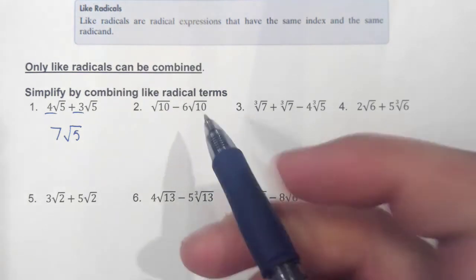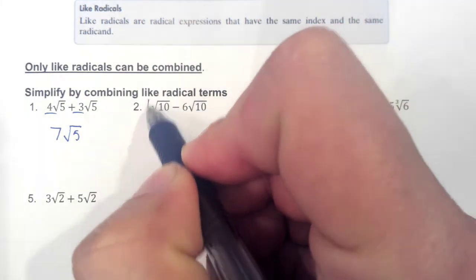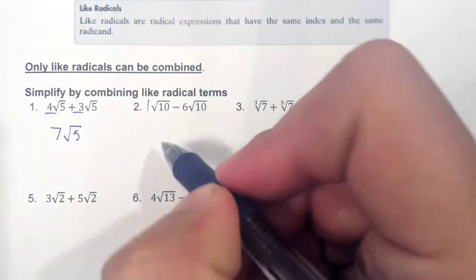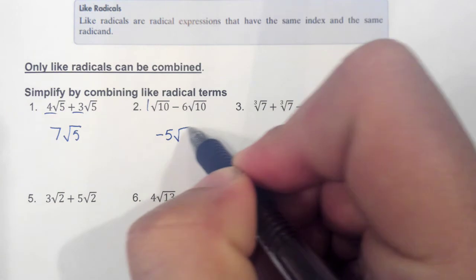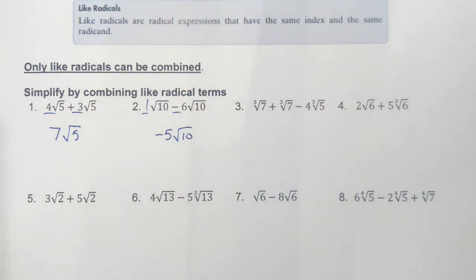On number 2, just remember, like if this were x minus 6x, you would think of it as 1x minus 6x. So 1 square root of 10 minus 6 square root of 10 is negative 5 square root of 10, because 1 minus 6 is negative 5.